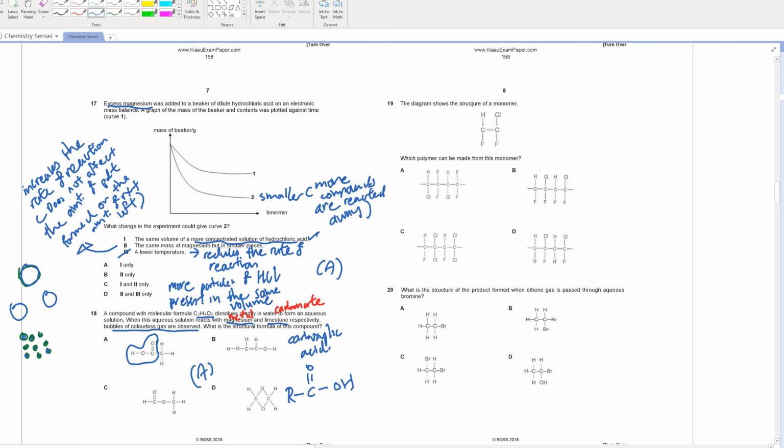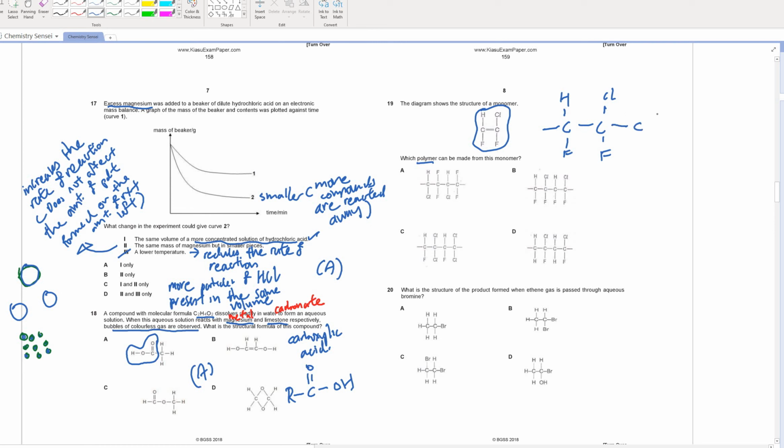Next, question 19. The diagram shows the structure of a monomer. So a monomer is a repeating unit. Okay, so this is the repeating unit. So which polymer can be formed from this monomer? So simply, we just copy the monomer. So we have C, H, F, okay, C, Cl, F. Do take note that for polymerization, the double bond is changed to a single bond. Once this double bond is being broken, now there are additional bonds to connect the monomer.